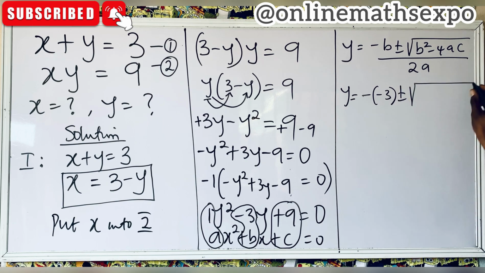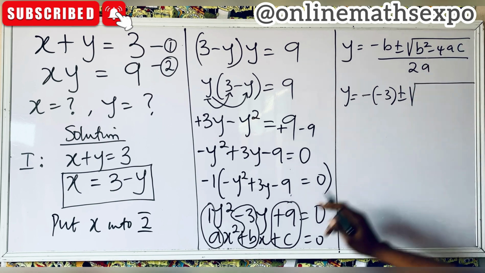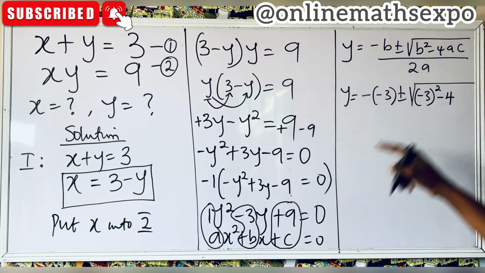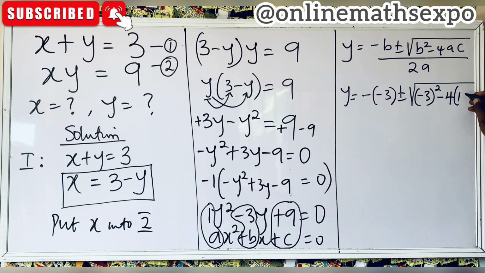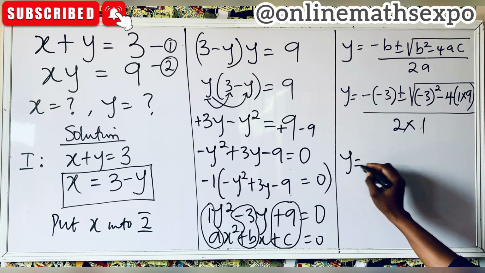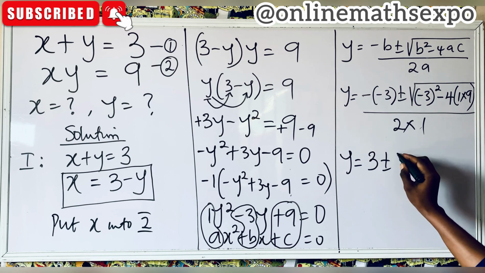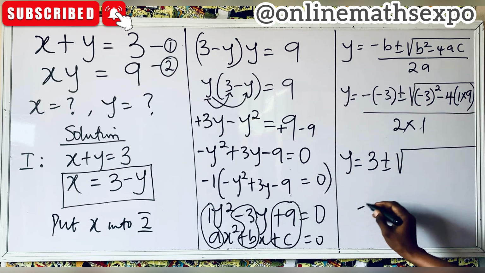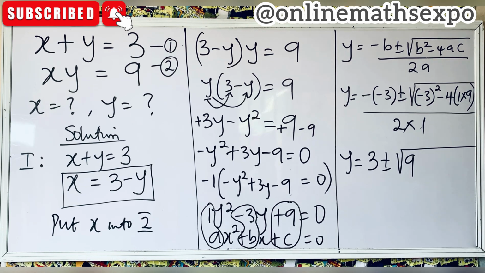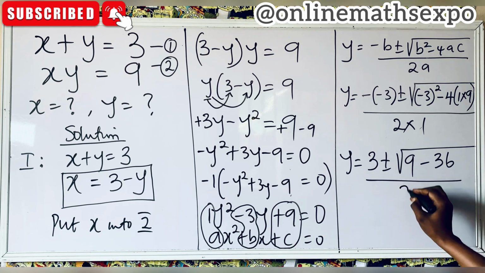Plus or minus square root of, our b is -3, so we have (-3) squared minus 4, our a is 1, and our c is also 9. So you see what we have, all over 2 times our a, which is 1. So this is going to give us +3. Then (-3) squared is -3 times -3, which gives us 9. When you multiply the 4, it will give us -36, and this is all over 2.